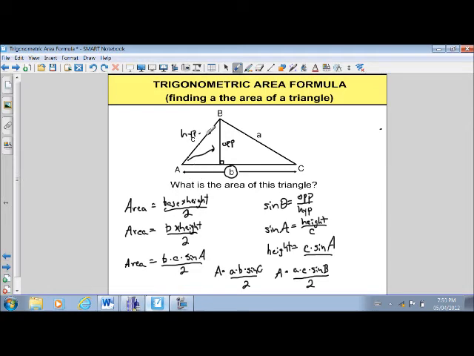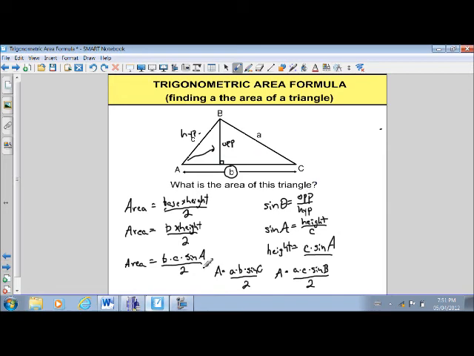I could have these 2 sides and this angle, a c and angle B, a c sine B. Or I could have these 2 sides and this angle, a b sine C. Or I can have these 2 sides and this angle. It really makes no difference. And that should make sense because this could have been labeled with the letters in any order. So even though it's 3 formulas, it really just works as one.